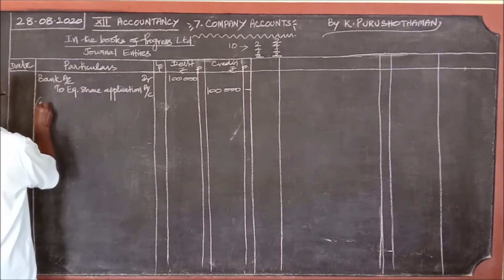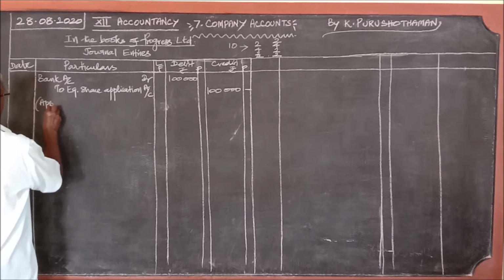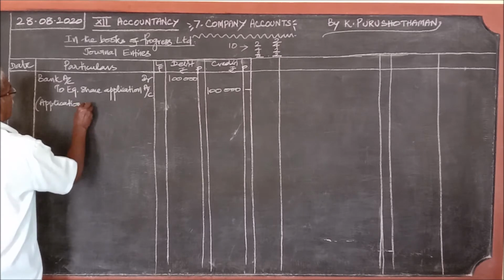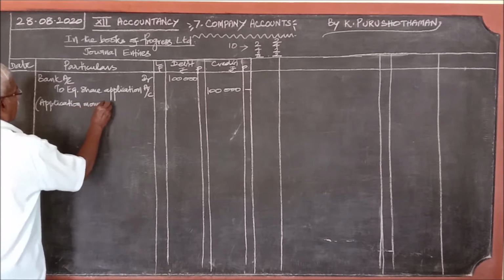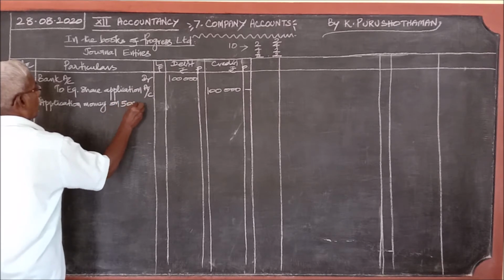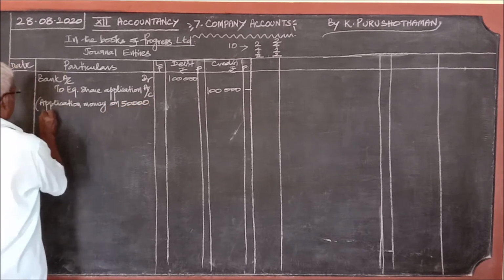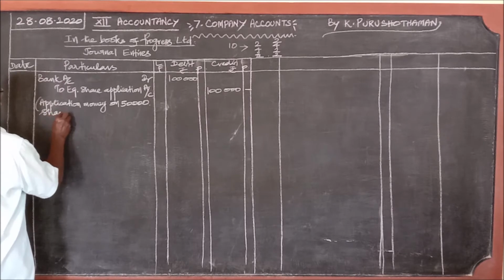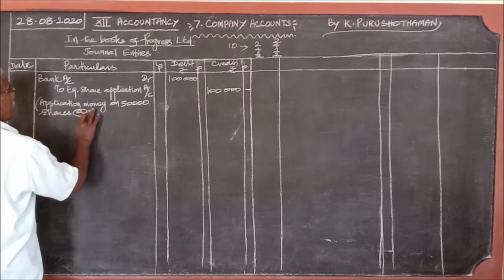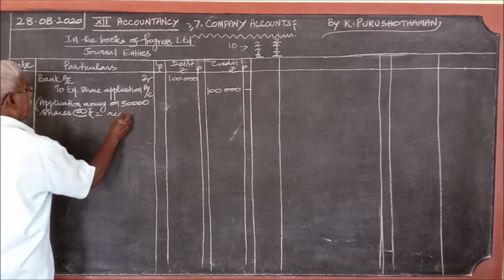Narration: Application money on 50,000 shares at the rate of rupees 2 received.